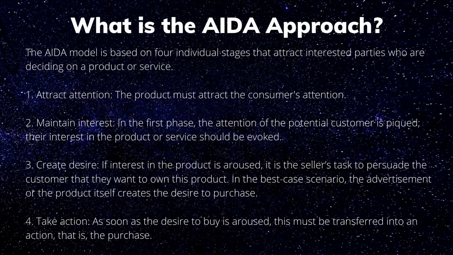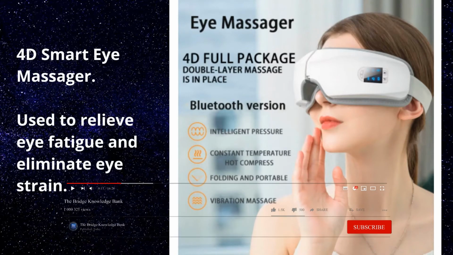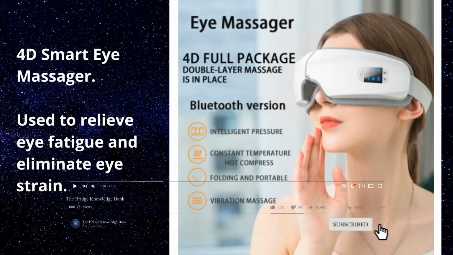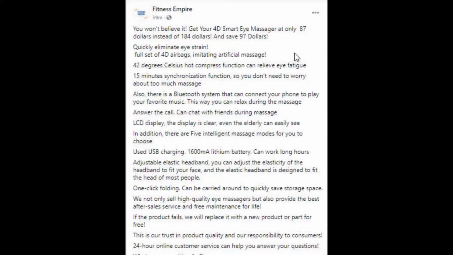So, let's see an example of writing selling content for one of Fitness House's products using the AIDA model. The product we are trying to sell is the 4D Smart Eye Massager, which is used to relieve eye fatigue and eliminate eye strain. Now, let's see the content together from the AIDA model perspective. You won't believe it.